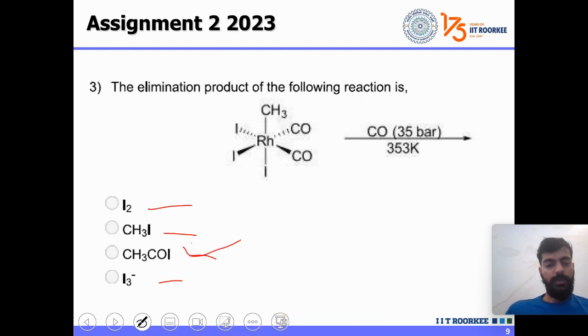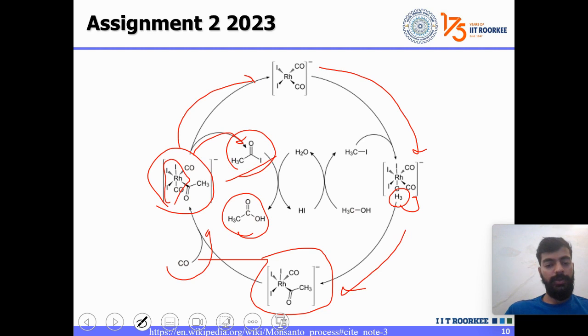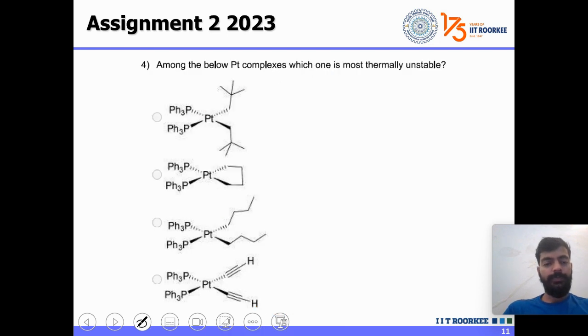option. This is the elimination product. If we see here, elimination occurs here. This is the product. Okay, let us move to the next question.